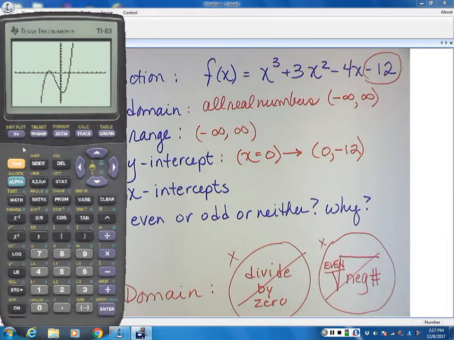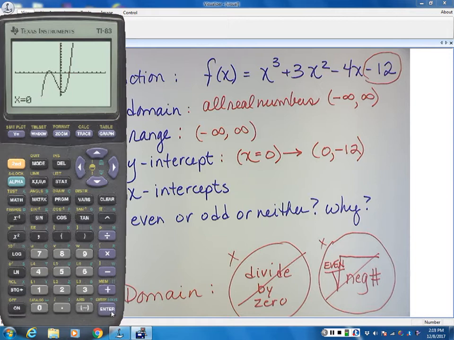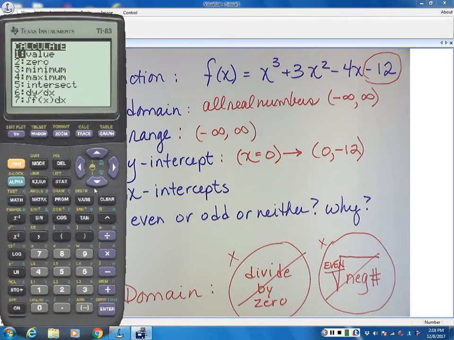But you can also get your calculator to tell you what it is by graphing it and then going second trace, choose value, and tell it to show me where x is equal to 0, and it'll show you. Okay? You can also find your x-intercepts that way. And it just so happens that this one has 1, 2, 3 x-intercepts. So in order to find your x-intercept, you use that trace menu, and the x-intercepts are called zeros.